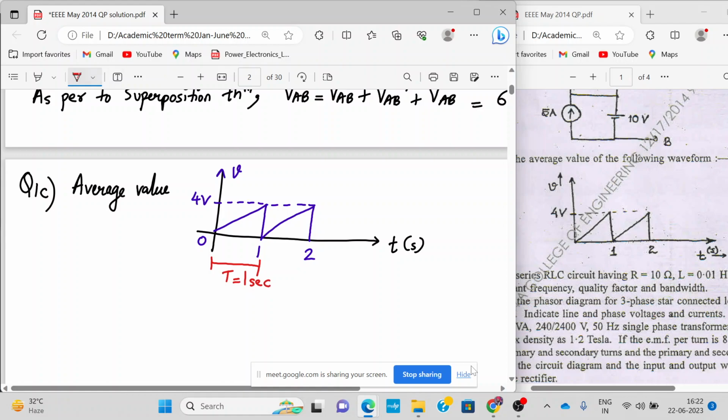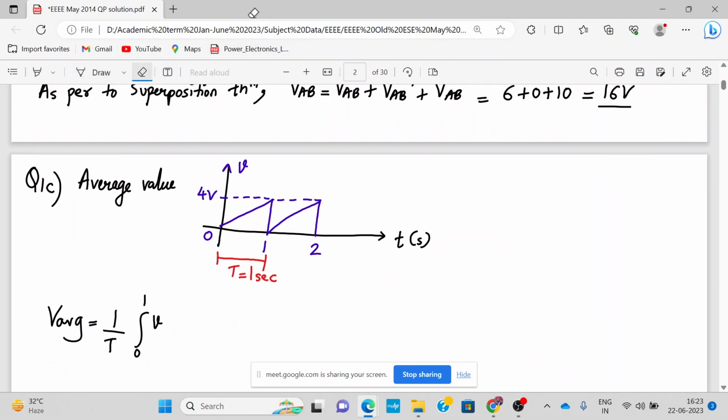And just for confirmation, the average formula is the area under the curve, from 0 to 1, V of t dt. It's one and the same. Now we have to find the equation of this. Let me help you out in doing that.